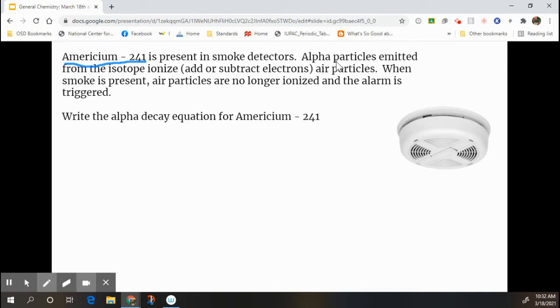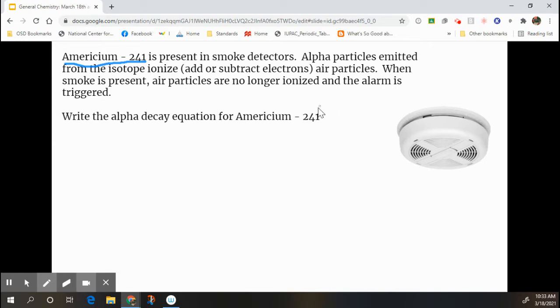Americium is an excellent, what we call, alpha particle emitter. And when Americium 241 emits alpha particles, they ionize oxygen and nitrogen molecules in the air, which just means adds or subtracts electrons from nitrogen-oxygen molecules. So if smoke is present, the alpha particles cannot add or subtract those electrons, and an alarm is triggered in the smoke detector telling people that there's smoke and that they should evacuate. So the answer to this is, yep, you have radioactive particles in the smoke detectors in your house.